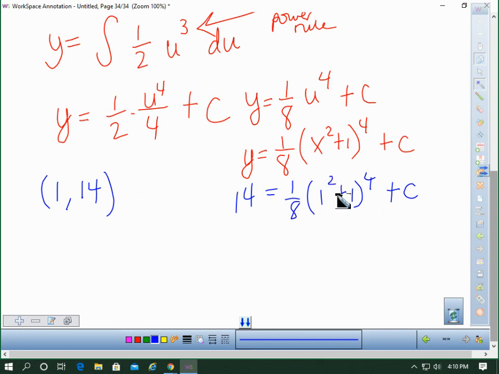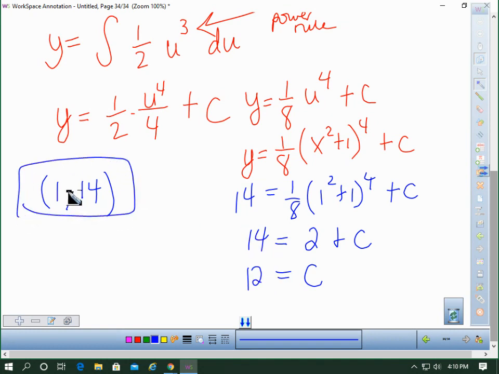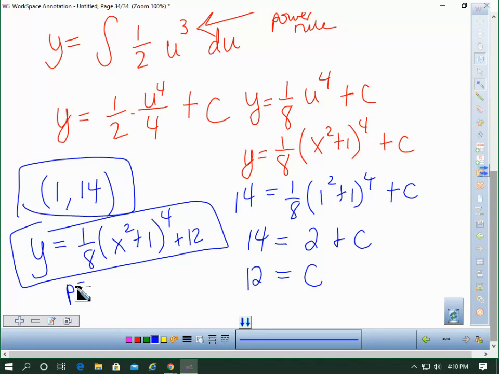So let's see. 1 squared plus 1 is 2. 2 to the fourth power is 16. 16 divided by 8 is 2. So 2 plus c equals 14. So that means c, subtract 2, got to be 12. So that means in order to contain this point right here, the equation, the particular solution is going to be 1/8 x squared plus 1 to the fourth power, and then my constant is going to be a plus 12. So this is my particular solution. That's my particular solution when I have the initial condition that when x is 1, y has to be 14.